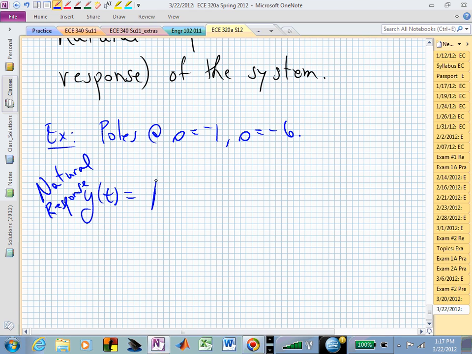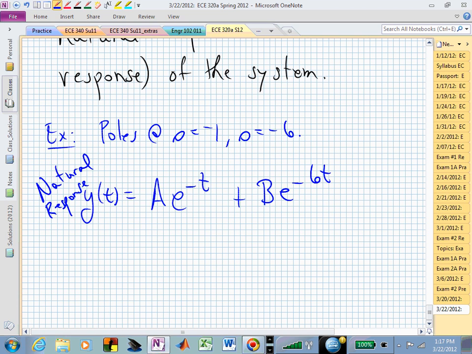I have some amount of the first mode, the minus one mode, and I have some amount of the second mode, and that's my natural response. That's what my system would do if I excited it. Now, how long would I see that response? How long would I have to watch that response, or when would it finally be finished, if I simply hit it with an impulse?